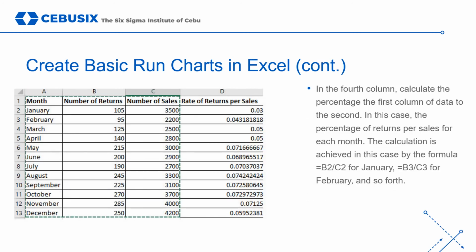Now we need to add a fourth column, column D, where we will calculate the percentage of the first column of data. In this case, since we are comparing the number of returns to the number of sales, we want to divide the returns by the sales for each period in order to define the rate of return for each month. Now we can stop right here and create a chart from this data only, and it will work just fine.